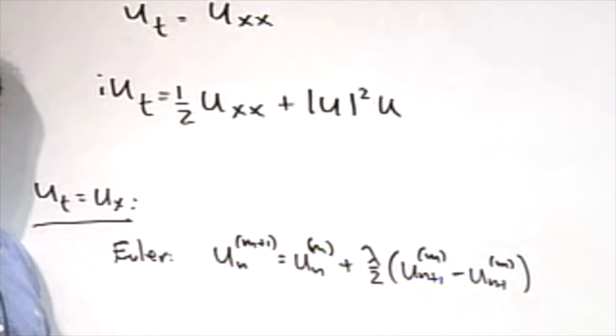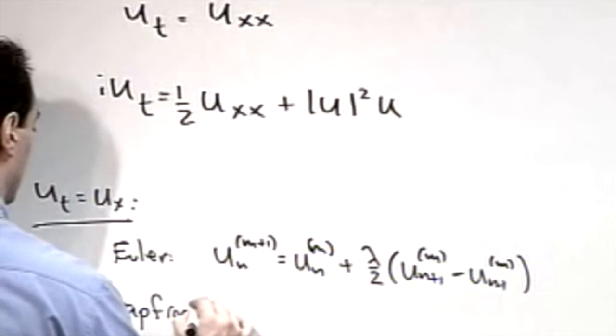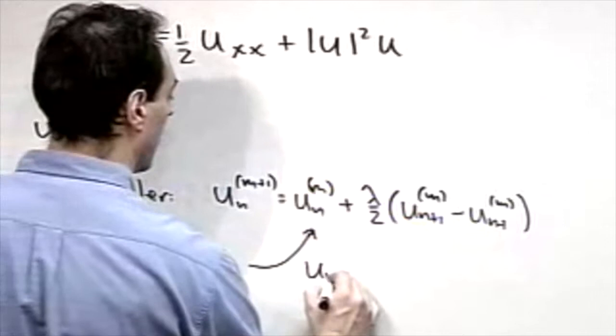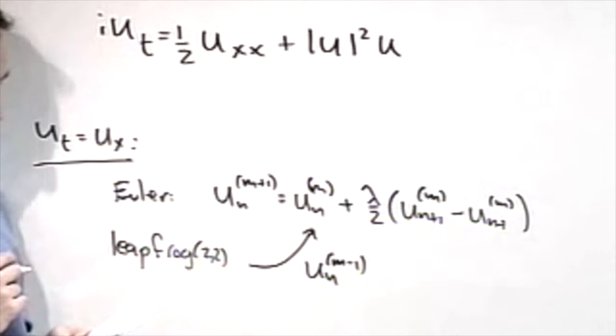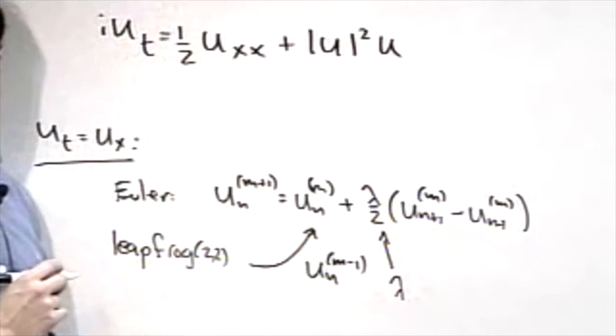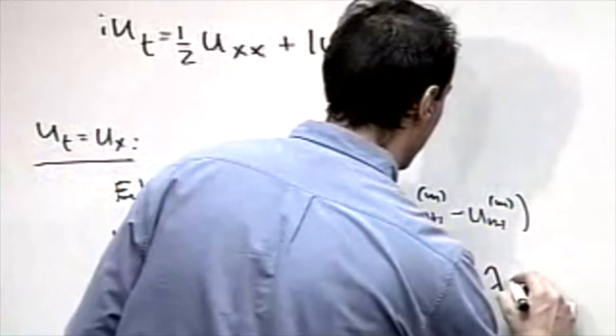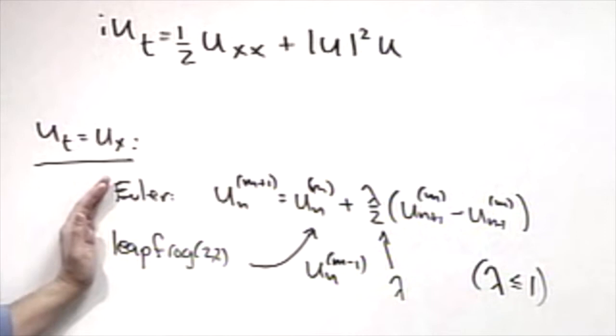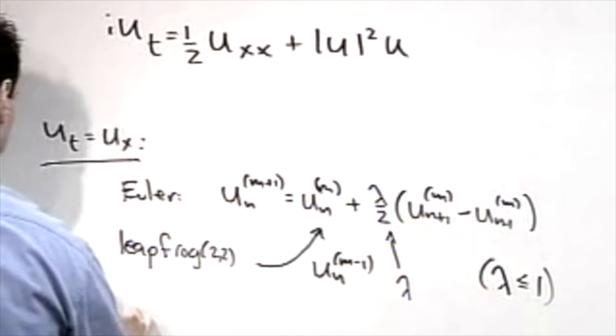Leapfrog 2,2 was exactly the same except for this term right there, you replace it with U(n)(m-1). It's the only difference between the two. And instead of lambda/2, that just becomes lambda. And we know this is stable for lambda less than or equal to 1. Okay, so we're going to try both these schemes. This is what we derived in class. We're also going to do it for the heat equation.